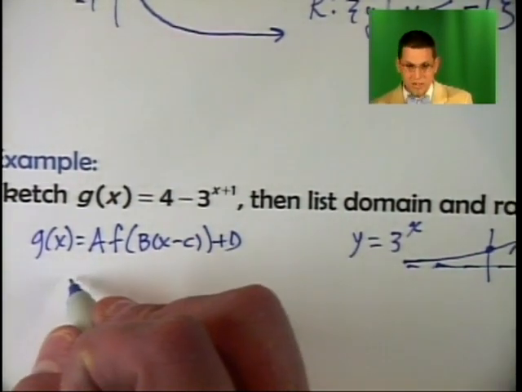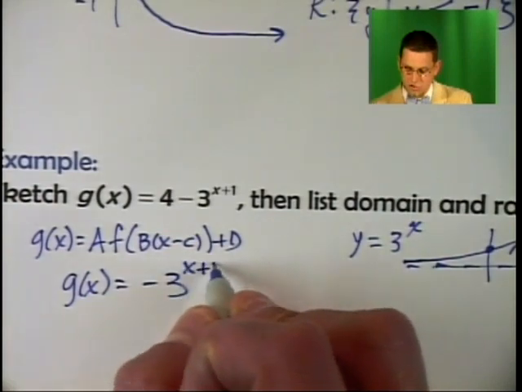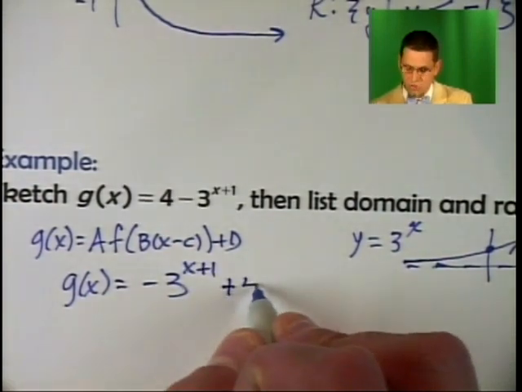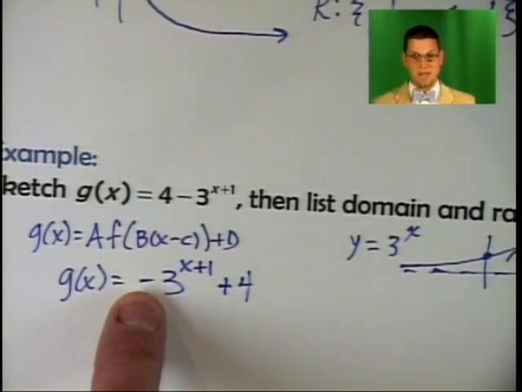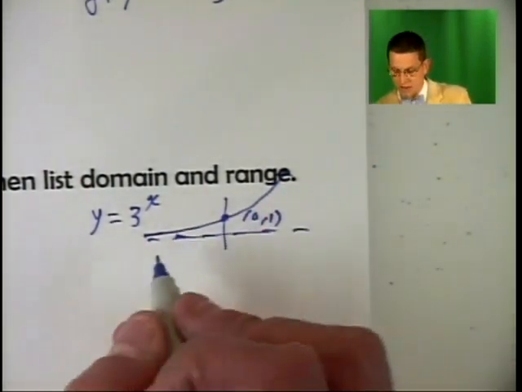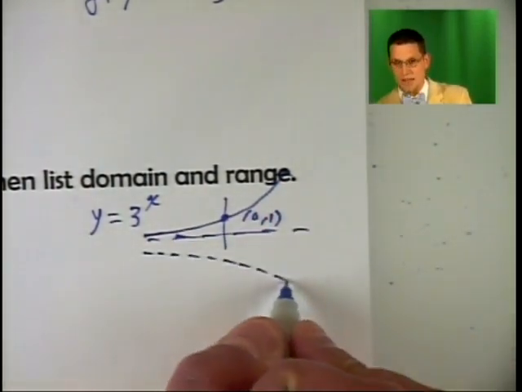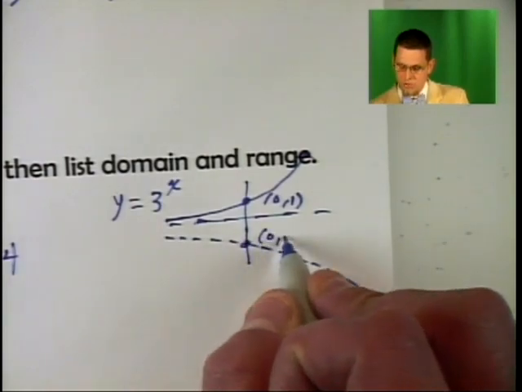So I'm going to rewrite my g of x because it's not in that format. I'm going to write that as negative 3 to the x plus 1 first, and then plus 4 at the back. Again, this negative in front is an x-axis reflection. We do that first. So it'll take this basic shape and reflect it across the x-axis. Now it's going to be decreasing from left to right, and it passes through the point (0, negative 1).